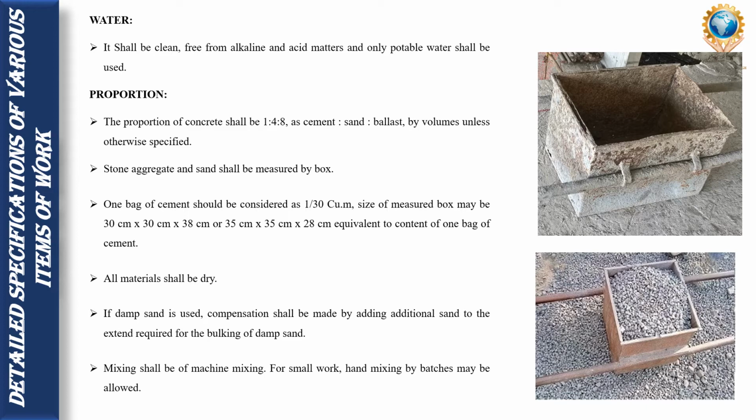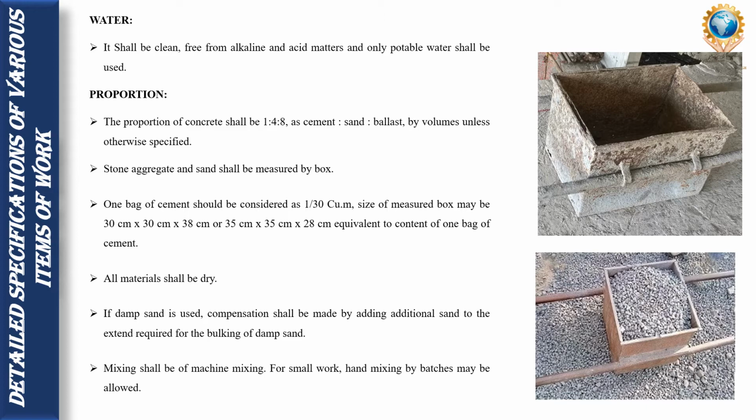Then what are the proportions, okay. The proportions of concrete shall be 1:4:8, that is the cement, sand and ballast, okay. Then stone aggregates and sand shall be measured with a box. So on the right side, you can see one box, right? Through this only we can measure the stone aggregate and sand, okay.